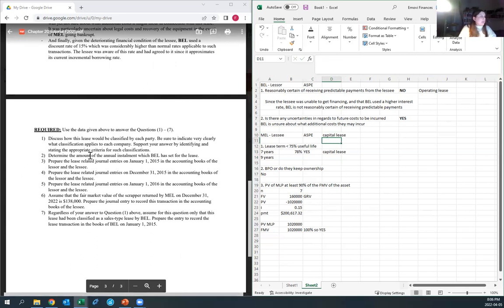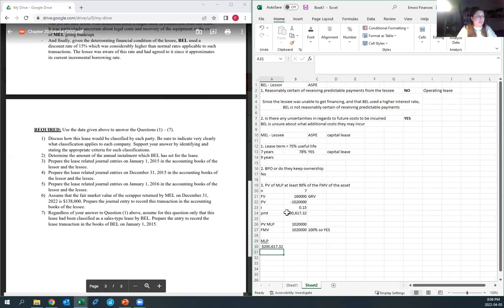Second, determine the amount of the annual installment which Bell has set for the lease. So what's the MLP amount? And we just calculated it here. It's 617. Here, it doesn't really matter because they're both using the same rates, right? The lessee and the lessor are both using 15%. But if they didn't, you would have had to recalculate your payment amount using the lessor's rate.